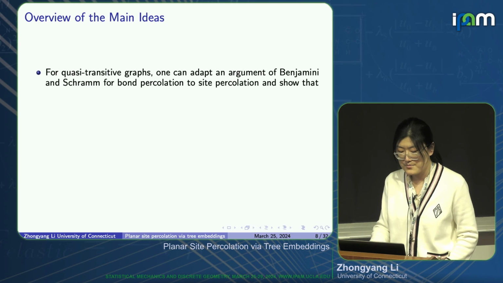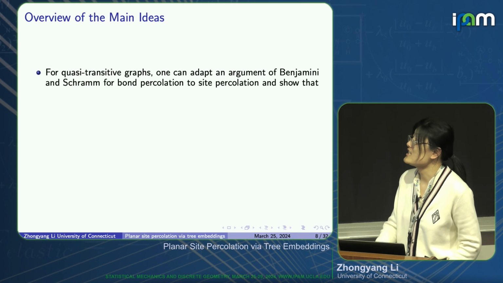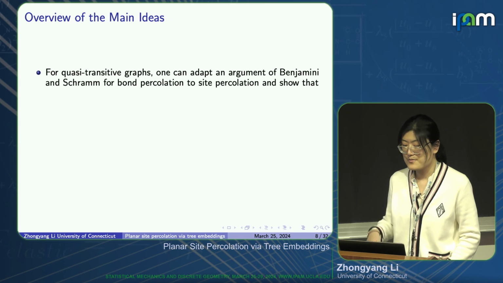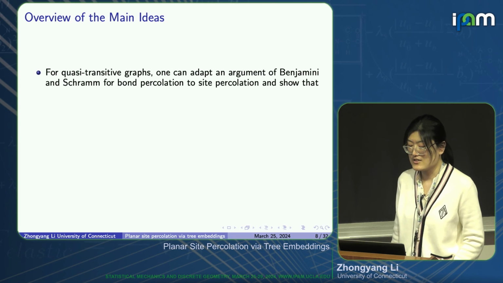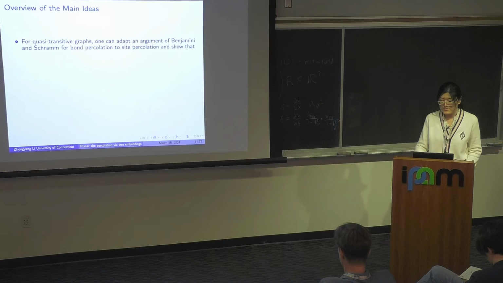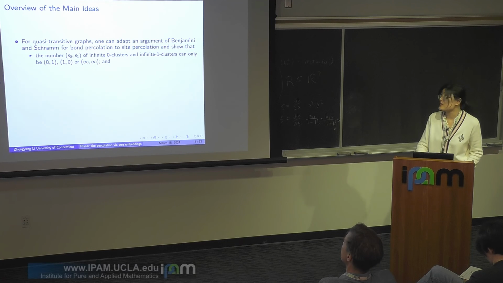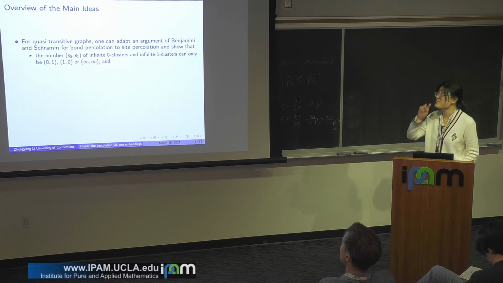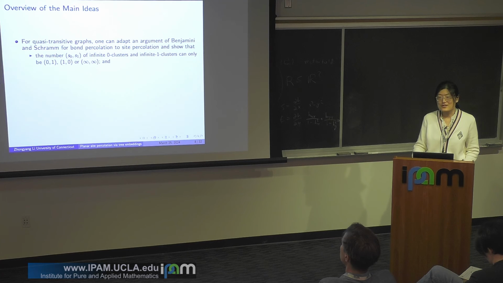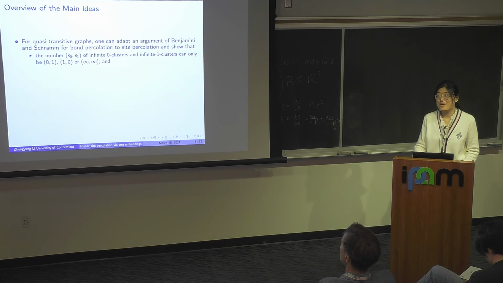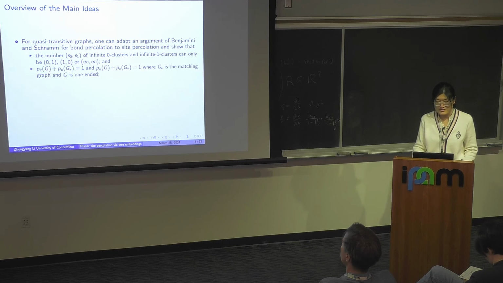So now let me briefly talk about the main ideas in solving those two conjectures. So for quasi-transitive graphs, one can adapt the argument of Benjamini and Schramm for bond percolation to site percolation and show that if S0 is the total number of infinite zero clusters and S1 is the total number of infinite one clusters, the pair (S0, S1) could only be (0, 1), (1, 0), or (infinity, infinity).